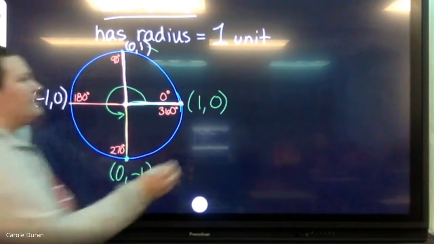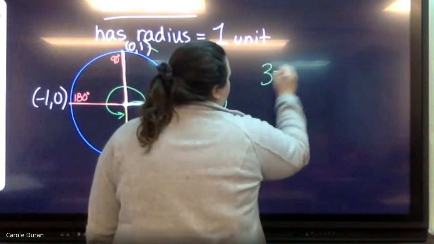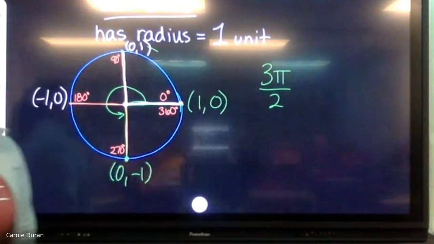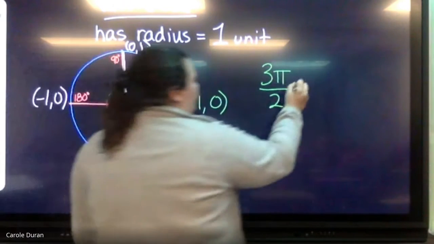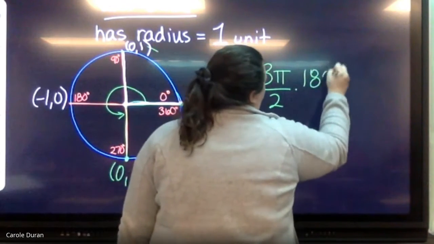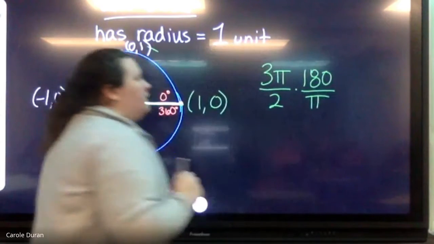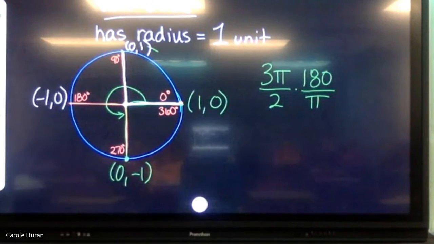Okay, so I'm asked to find the angle associated with the radian measure 3 pi over 2. So how do I change radians into degrees? I'm just going to multiply this by 180 over pi, and you can put it in your calculator. Then it should tell you what the degree equivalent is. Ismail, what'd you get? 270 degrees, yes.